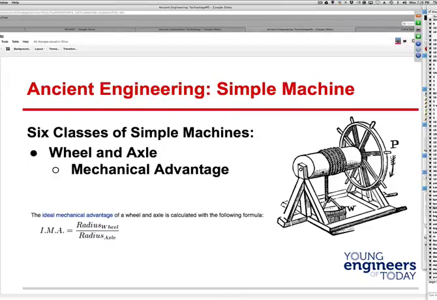Excellent. Most people got this right. You want to make this number smaller here. Say the numbers were 8 and 4, and I can't change 8. 8 and 4, the IMA is 2. 8 and 2, the IMA is 4. 8 over 1, IMA is 8. So if I keep making the diameter of this axle smaller and smaller, the IMA is going to get bigger and bigger.